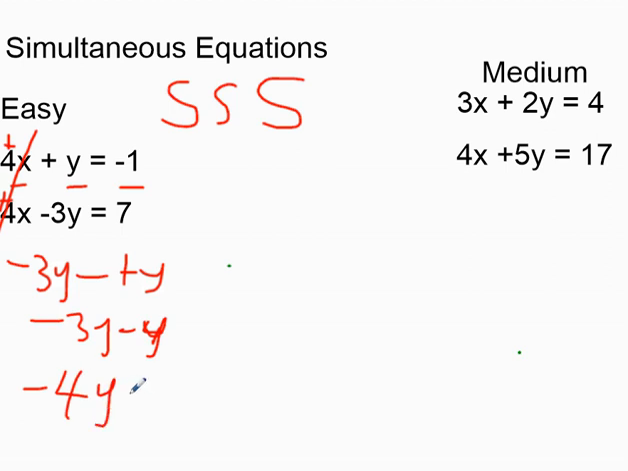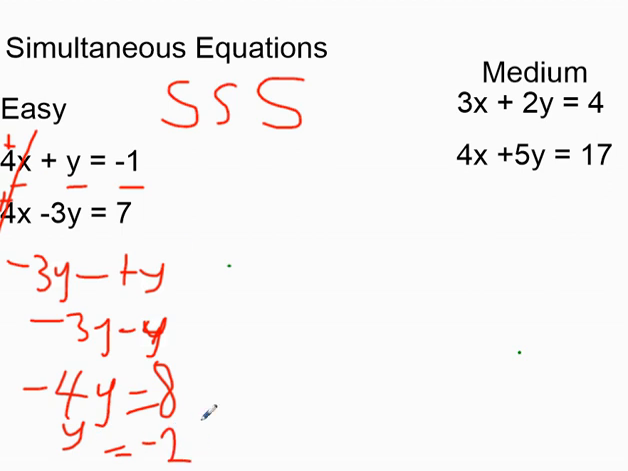Now this negative 4y equals, we're going from bottom to top, remember, but like I said, whether you go from top to bottom or bottom to top doesn't matter, just stick to whatever you're doing from the very beginning. So 7 take away negative 1 gives you 8. So we have 8 there, and we divide both sides by negative 4 to get our y, and our y becomes negative 2.